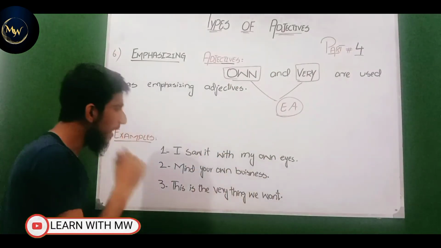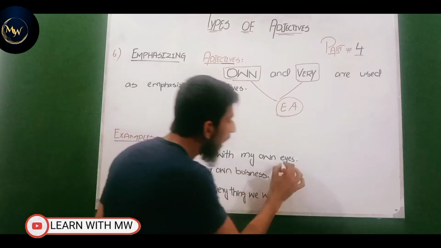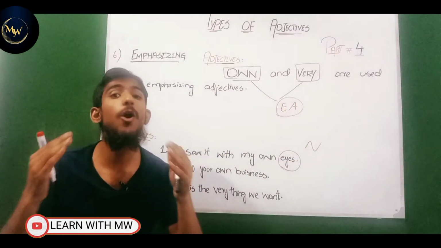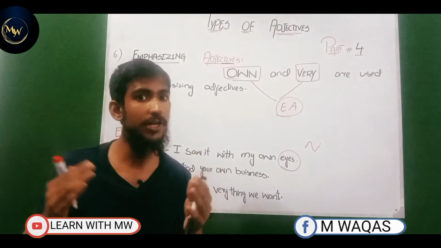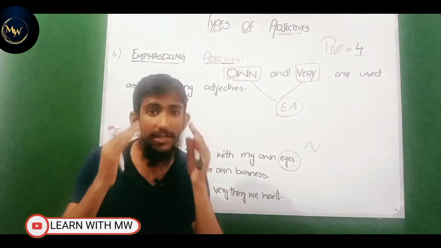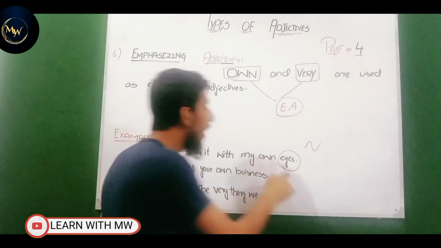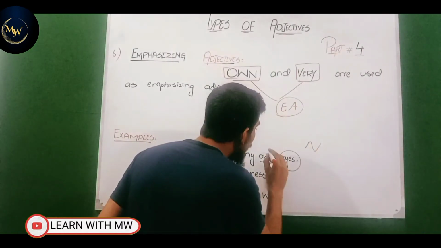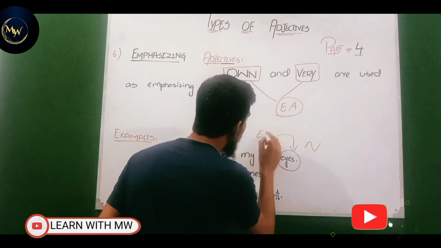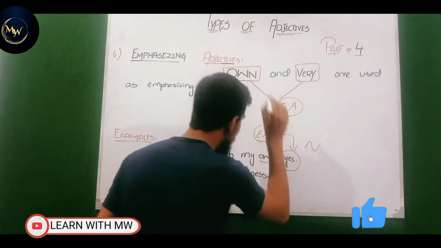Now look at the example. I saw it with my own eyes. "Eyes" is a noun. There is special attention or special importance or significance in this statement: I saw it with my own eyes. "Own" basically adds meaning to the noun. That's why "own" is an emphasizing adjective.